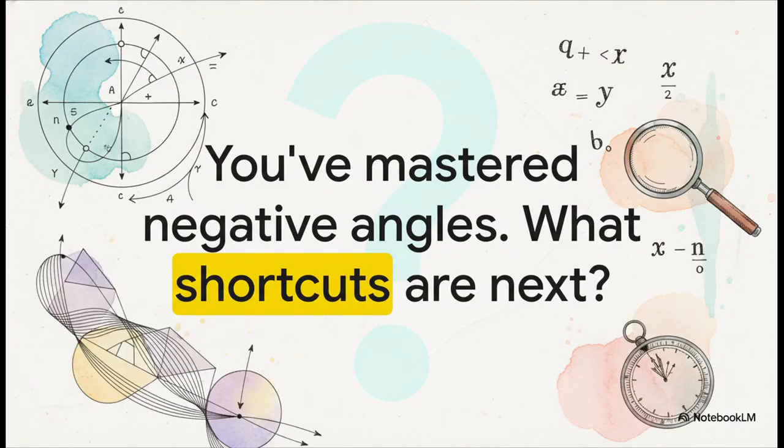You've now got a really powerful tool in your trig toolbox for dealing with any negative angle that gets thrown your way. The big takeaway here is that if you understand the symmetry of the unit circle, you don't have to memorize, you just know. Which leaves us with one final thought. Now that you've got this down, what other awesome shortcuts and patterns are just waiting for you to find in trigonometry?